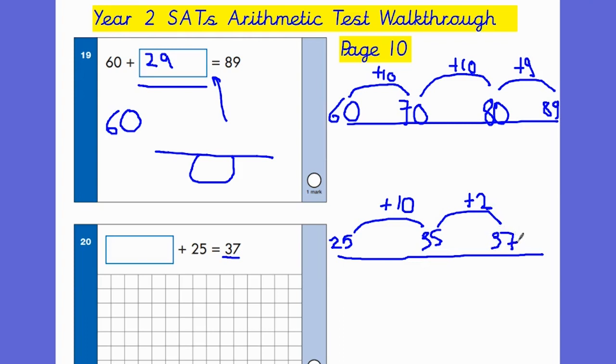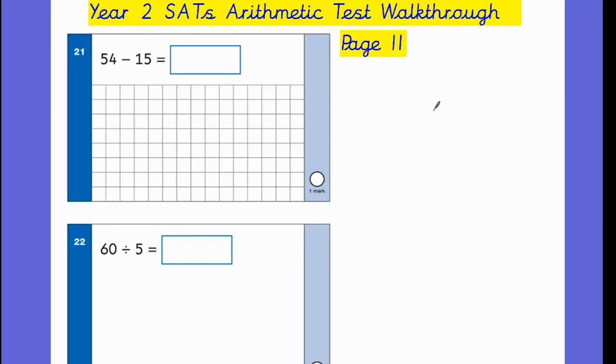37. So what have I added all together? 10 and 2 make 12. Another way that they could solve this is using the inverse. In other words, they could have done, using the 10s and 1s grid, if they're confident using the inverse, 37 subtract 25, and they would have got the same answer of 12. So that's just another way of them solving it. Okay, right, moving on.